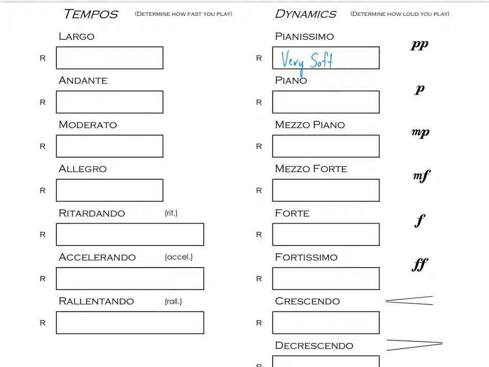So the next one, I just told you what it means. We're going to write soft here. Piano is Italian, and it means soft. And we know that because we see the letter P, the italicized letter P, underneath the measure. Mezzo piano means medium. So mezzo means medium. Piano means soft. Signified by MP.